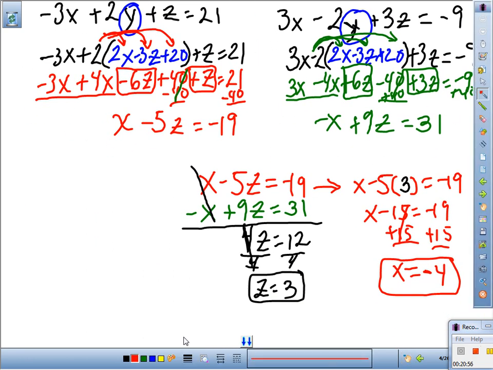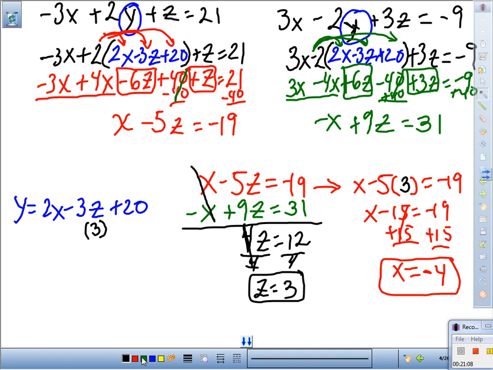The equation was y equals 2x minus 3z plus 20. But instead of z, I'm going to substitute 3. And instead of x, I'm going to substitute negative 4. Bring everything else down.